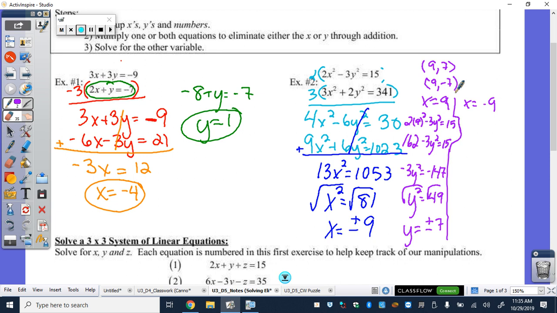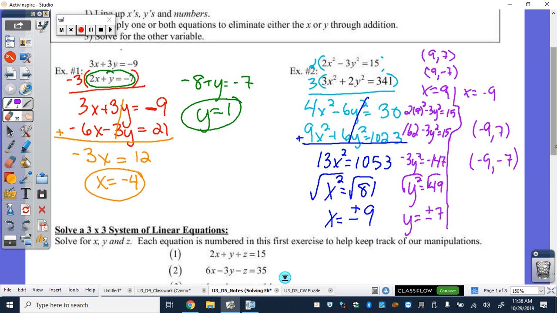Now what's going to happen when we plug in the negative 9? It's going to end up being the same exact thing. So then we get negative 9, positive 7, and negative 9, negative 7. All right, so questions on the process?